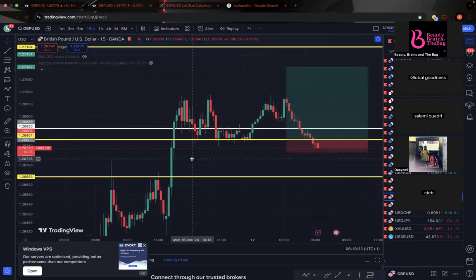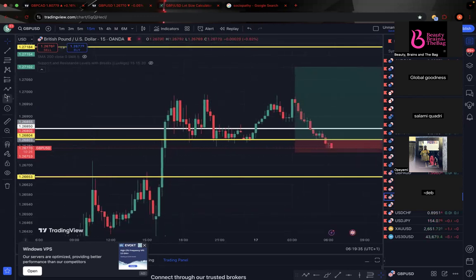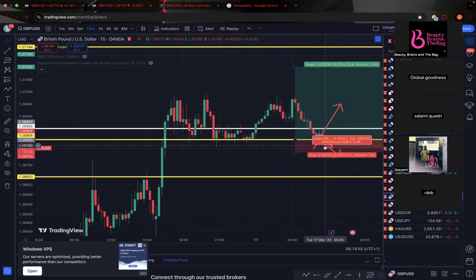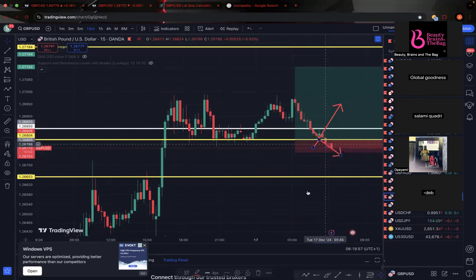From this particular point, you have two options, all right? You have two guesses to make. One, will the market go up from here? And two, will the market go down from here? So you have two options. When the market goes to this particular zone here, you have to make one. Will the market go up or will the market go down?